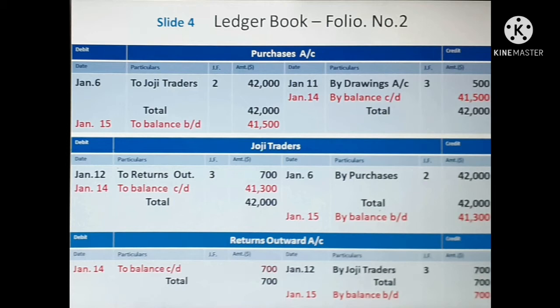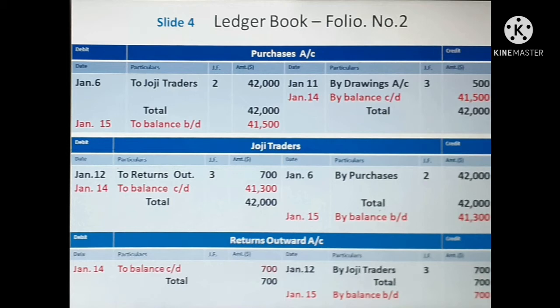On January 12, we have returned to Joji Traders goods valued $700. Posting comes on credit side. No other posting, so the difference is the total itself. We have to show that on the debit side.